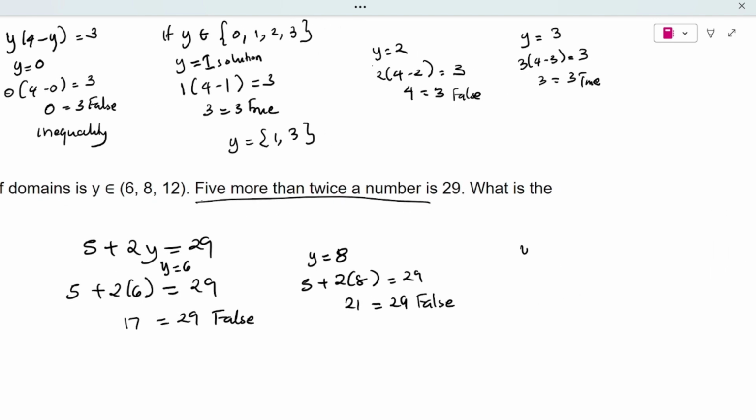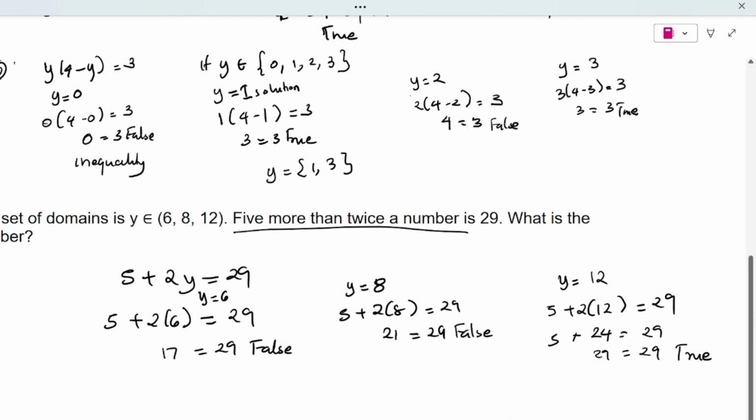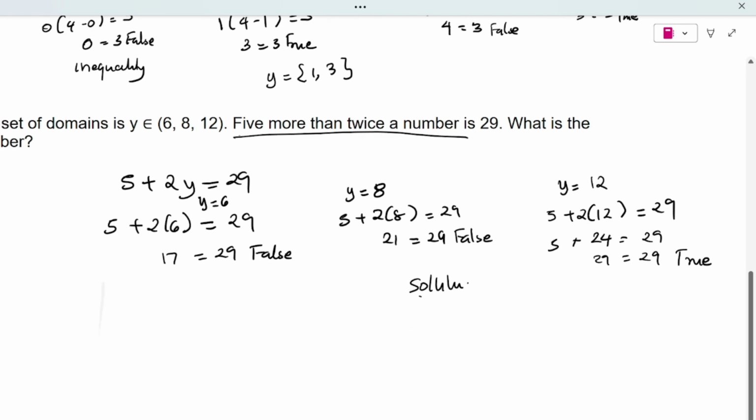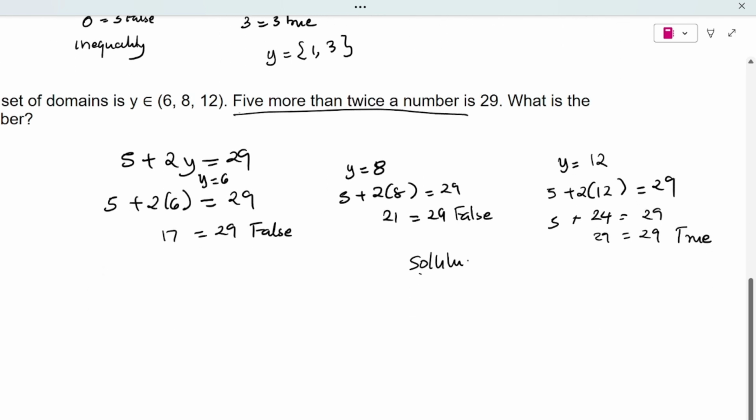So let's go to y is equal to 12. Then 5 plus 2 times 12 is equal to 29. So 12 times 2, we already know it is 24, plus 5, this is 29. Yay! So we know that 29 is equal to 29. So this is a solution. Okay, we have the solution for this equation.